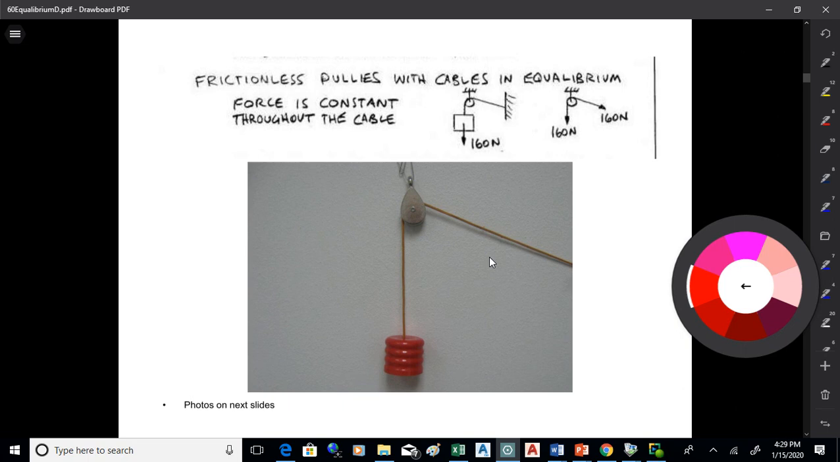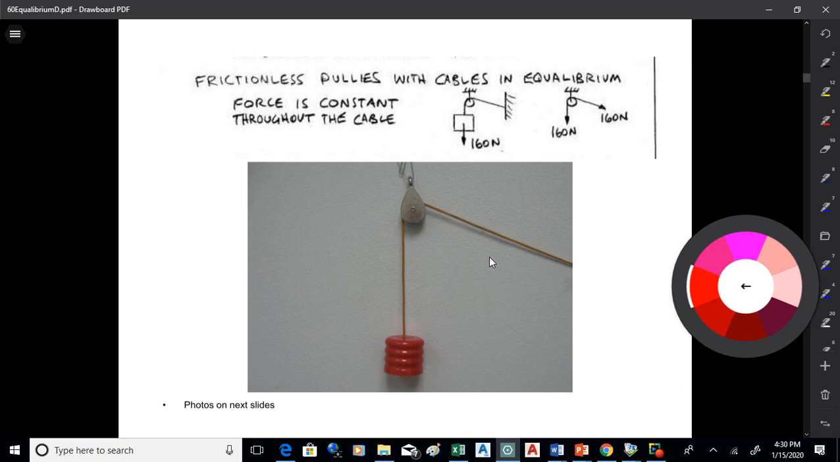Okay, a pulley, there's another thing you might run into. Right now, what a pulley does is it changes the direction of a cable. Now, if something's in static equilibrium, the forces on both sides of the pulley are the same.